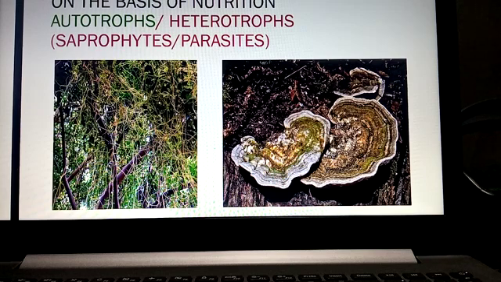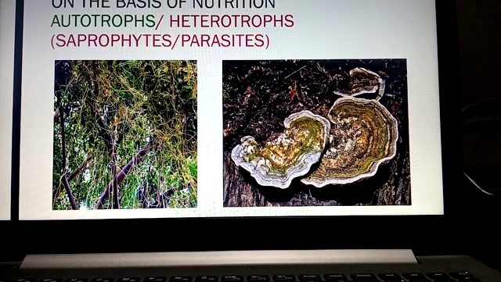So what are saprophytes? Saprophytes are the plants which feed on dead and decaying bodies of other plants. Those are called saprophytes. The examples of the saprophytes are mushroom and fungus. Here in the second picture, you can see the mushroom, children, which is an example of a saprophyte. Saprophytes are the plants which feed on dead and decaying bodies. Examples are mushroom and fungus.